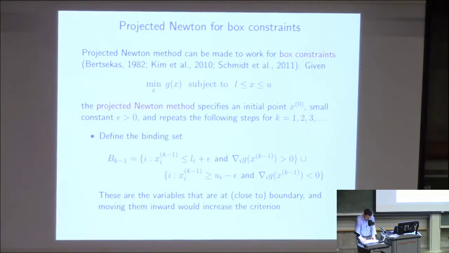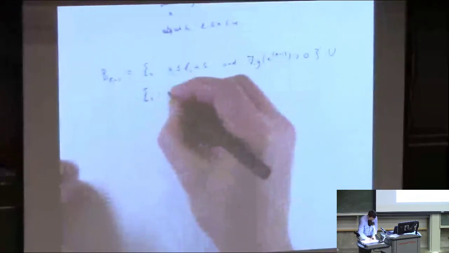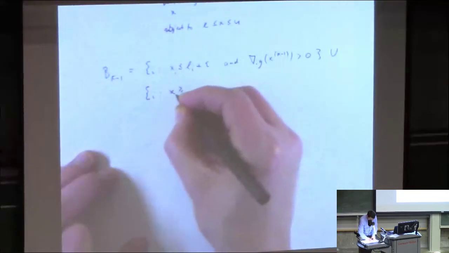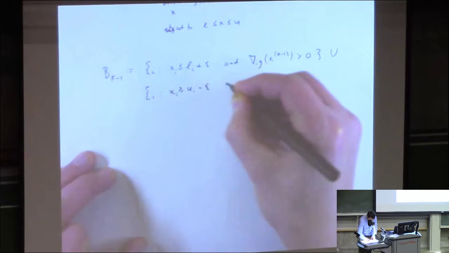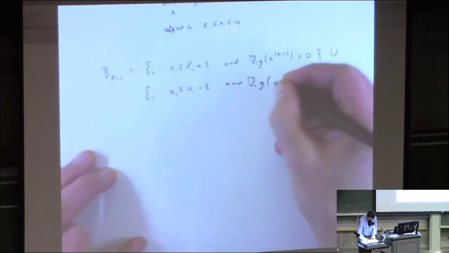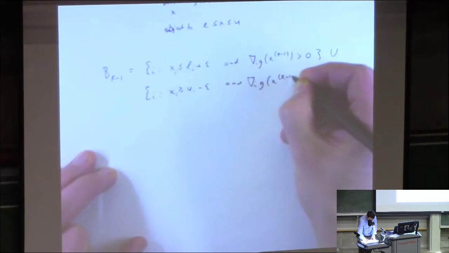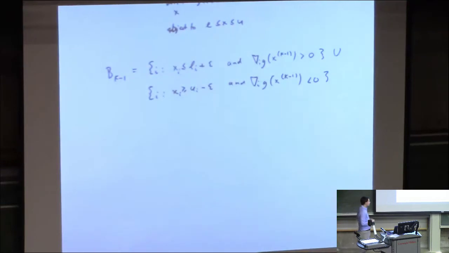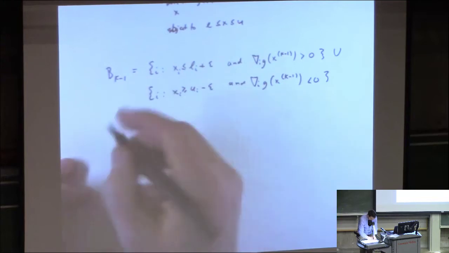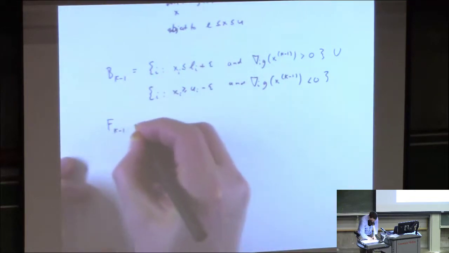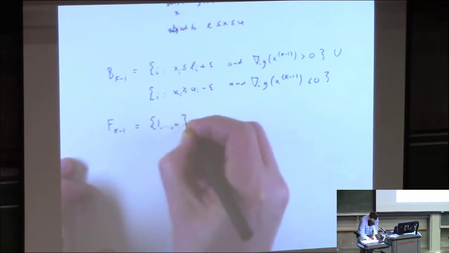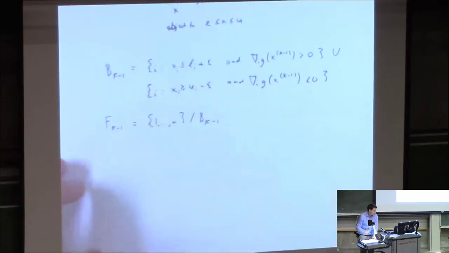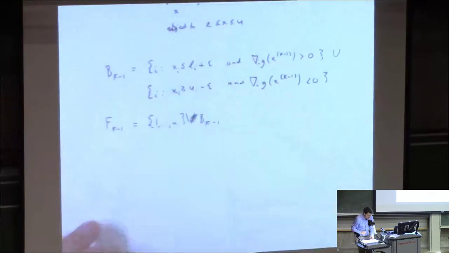Obviously there's the equivalent thing for the other set: x_i is greater than or equal to u_i minus epsilon, and the gradient is negative. So this is our bound set. This is a set that we don't want to touch. We're only going to take a Newton step in the remaining variables, which are conveniently called the free set. The free set at k minus 1 is just 1 to n minus the bound set. So it's everything else. Oops, that's a backslash for set difference.